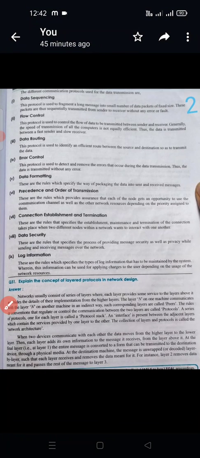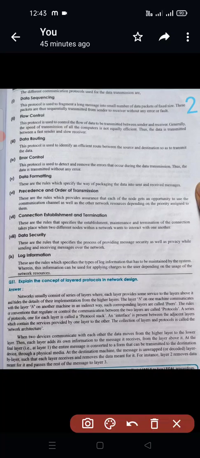It means communication protocol is nothing but the set of rules which are followed by the communication medium to transfer data from sender to receiver. The process is called what? Data transmission. Okay. So the different communication protocols used for data transmission are, you can observe here, in the second pic: data sequencing, flow control, data routing, error control, data formatting, precedence and order of transmission, connection establishment and termination, data security, and the last one is log information. So these all are communication protocols.